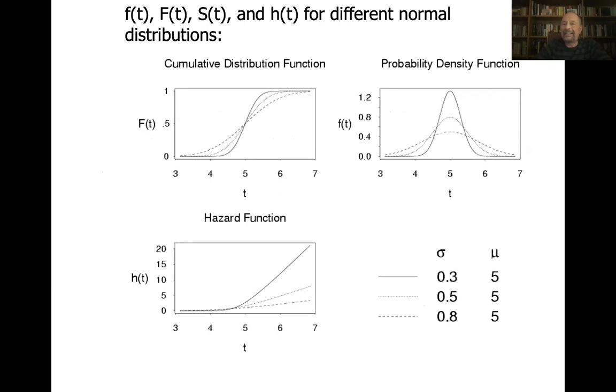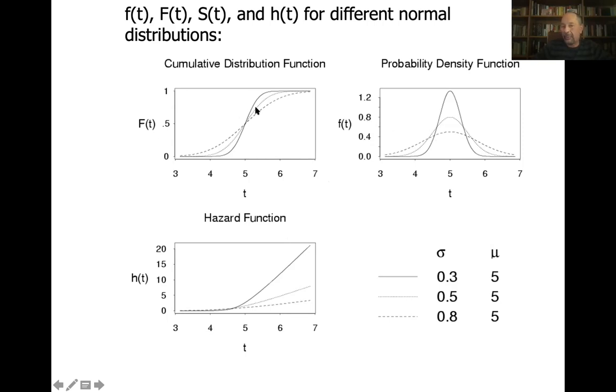So these are examples of different probability density functions given here. These are cumulative distribution functions for the different kinds of curves with different sigma. And this is how the hazard function will look in this case. The hazard function for a very small sigma will be steeper than the hazard function for a larger sigma. So if you have a very broad distribution, your hazard function will be less steep.